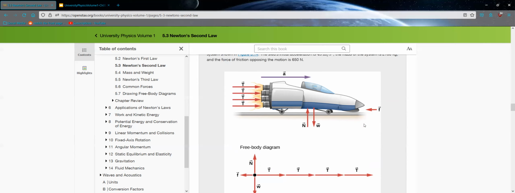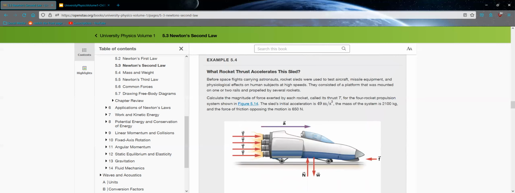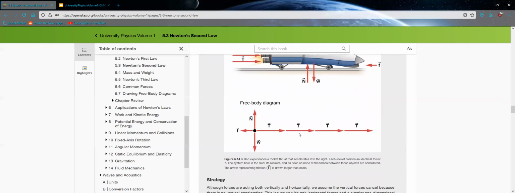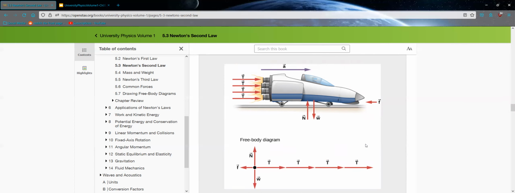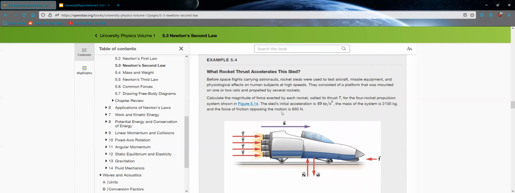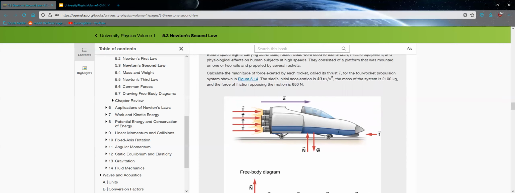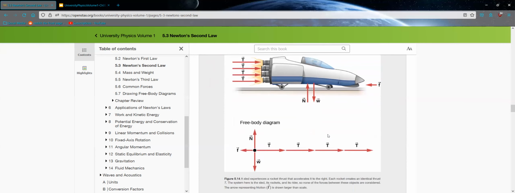So what arrows are involved with forces? Because acceleration is not a force. Acceleration is the product of a force. So I have 4 rockets, each providing equal thrust, and they're all in the same direction. 1, 2, 3, 4. I have friction opposing the direction. It says right here, the friction of 65 newtons is opposing the motion. The rocket's moving to the right, so friction, by definition, is pushing it to the left.